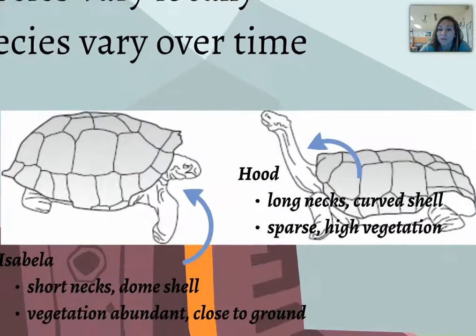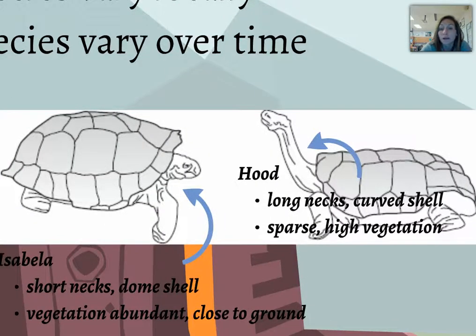One of the examples of a local variation that Darwin looked at in the Galapagos Islands was the tortoises on the different islands. On Hood Island, he noticed that there were turtles with long necks and curved shells because the sparse high vegetation that was available to them made them more suitable for that environment. On Isabella Island, the turtles had short necks and a dome shell, being more suitable for the vegetation that was abundant and close to the ground on that island. So this was an example of how a species can vary locally according to the availability of food.